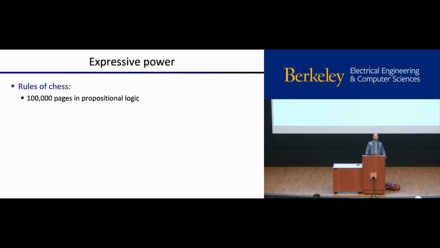So the rules of chess, if you were to write them in propositional logic, would take about 100,000 pages, apparently. You'd have to say that if the knight is in e6 and then it moves, how do you describe the knight moves? Like, if it moves north-northwest, then it ends up in some other square. You'd have to say that for every possible knight move, whereas in first order logic, we'll see there's a way to say, no matter where it is, the y coordinate's going to increase by 2 and the x coordinate's going to increase by 1.